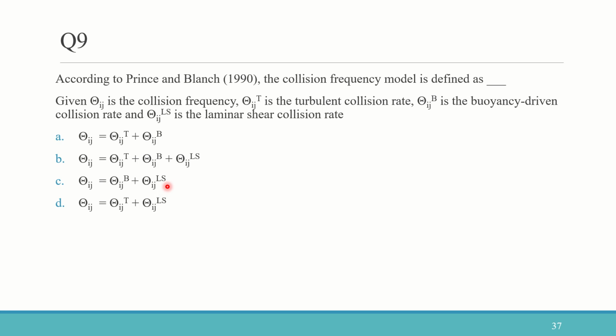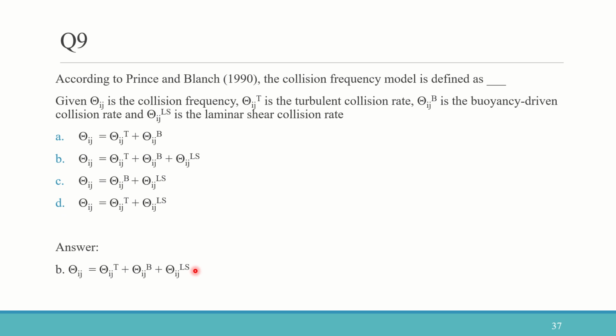According to Prince and Blanche 1990, the collision frequency model is defined as dash, and the collision frequency is equal to turbulent collision rate, buoyancy driven collision rate and laminar shear collision rate. The collision frequency model is defined according to the Prince and Blanche 1990 model as the sum of all the collision rates. The first one is turbulent collision rate, the second is buoyancy driven collision rate, and the third one is laminar shear collision rate. So option B is the right answer. Option B, theta ij is equal to theta ijt plus theta ijb plus theta ijls. So the answer is option B.